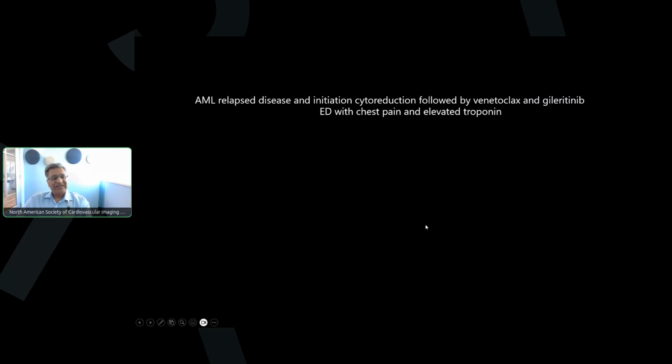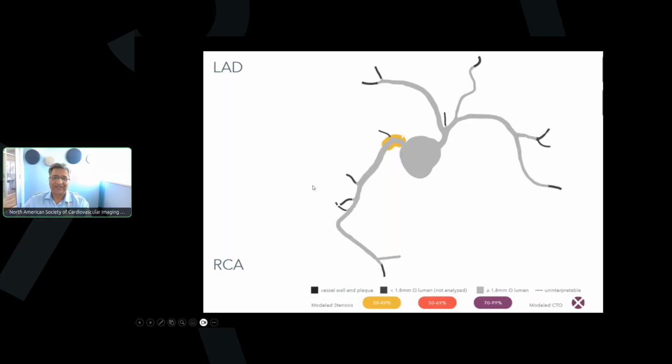So let's move on to the next patient. This is a patient who had AML, who had relapsing disease, was initiated on cytoreduction, and was being treated with gilteritinib, and who presents to the ED with increasing chest pain and elevated troponins.